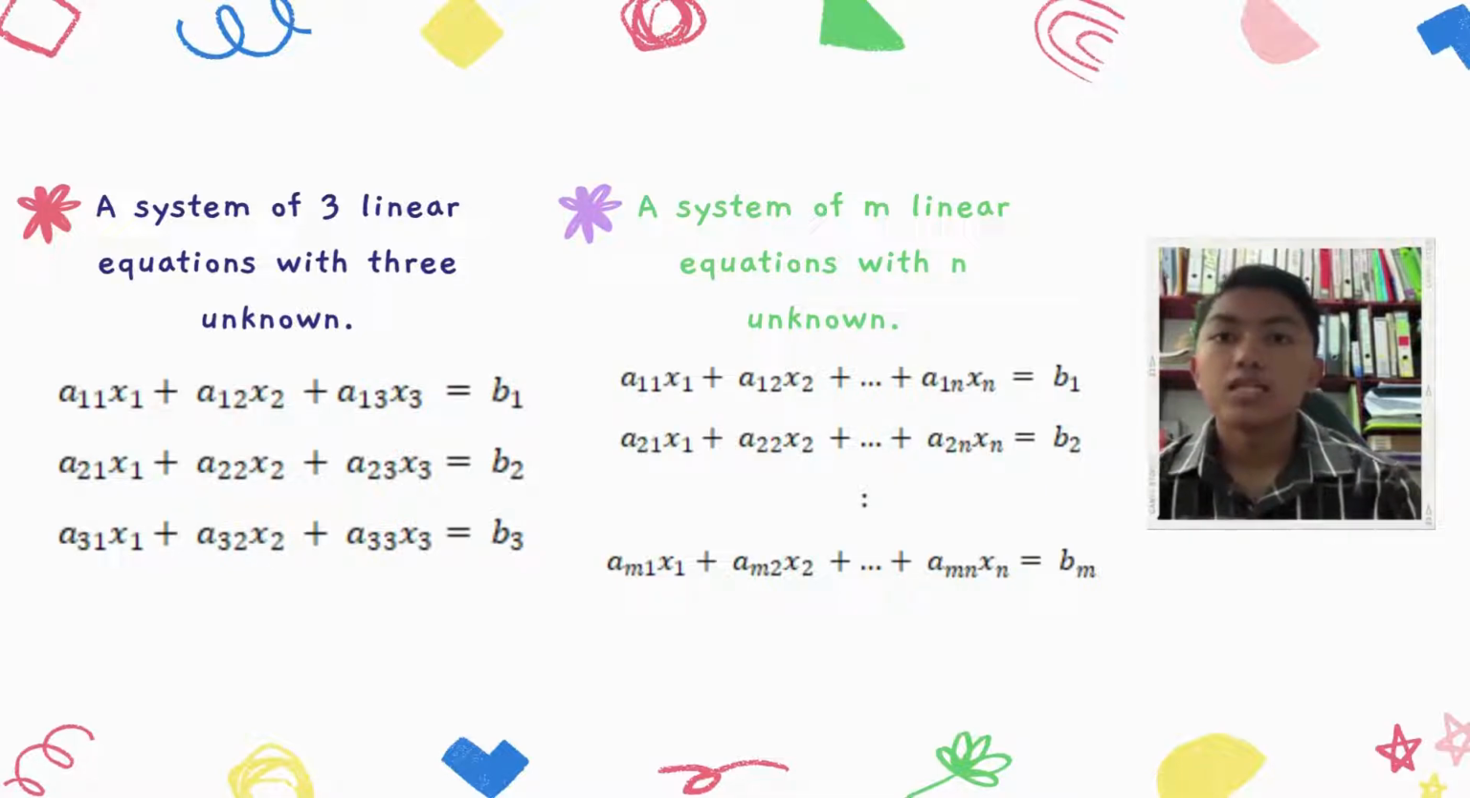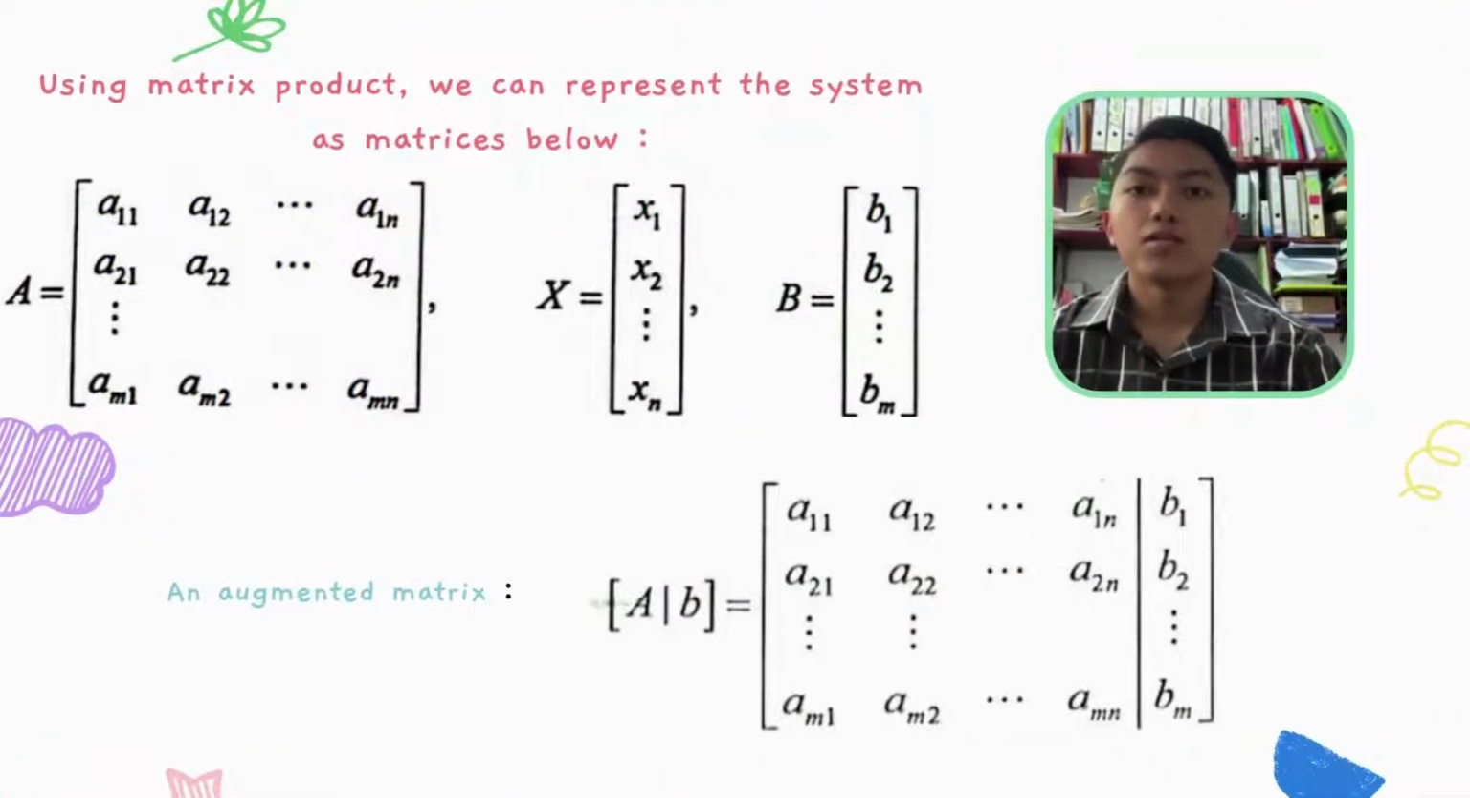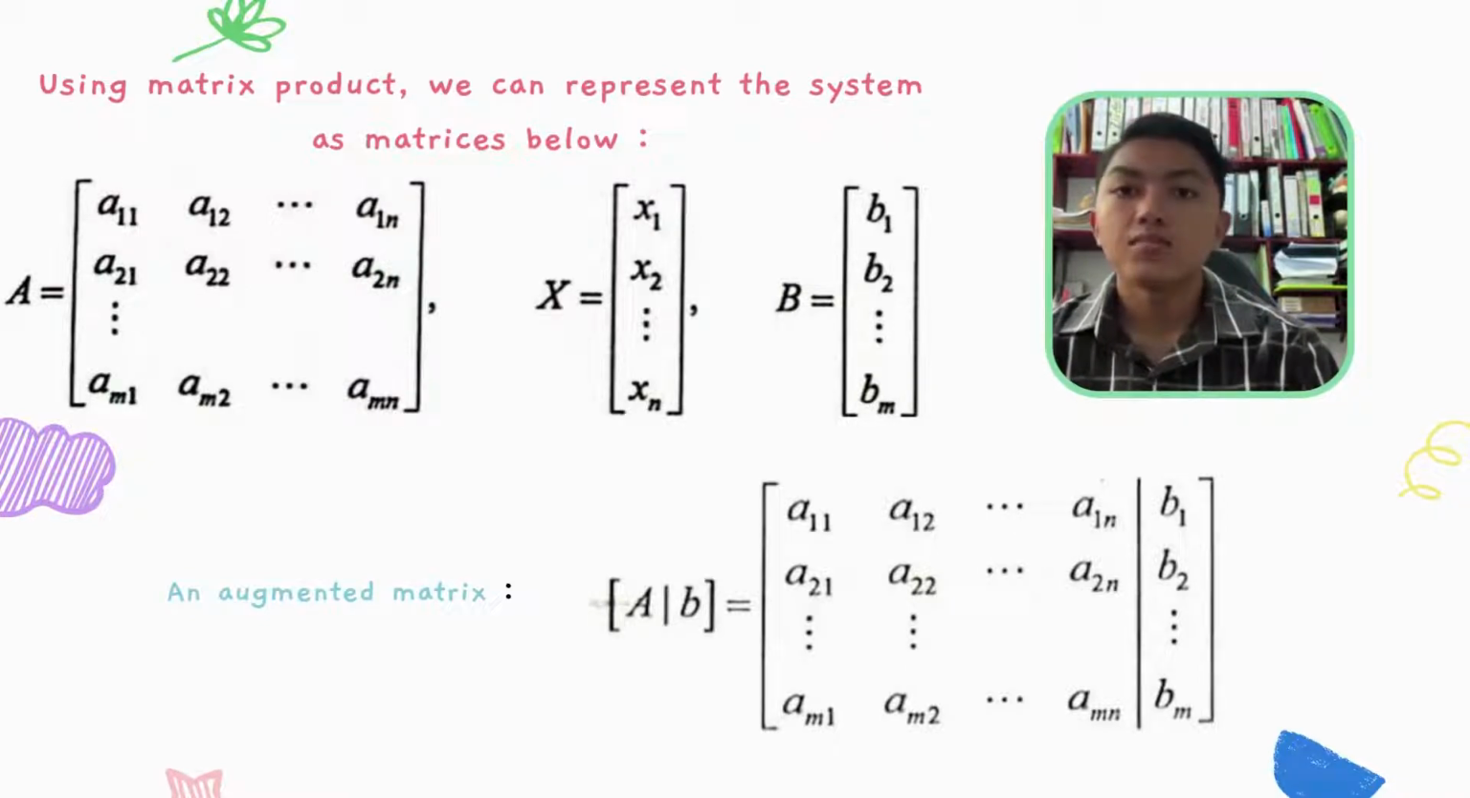Fourth, a system of m linear equations with n unknowns. This system may have more than 3 equations and more than 3 variables. We have learned about the matrix and its operations, so now we want to use them to solve this system. Using matrix product, we can represent the system as matrices below.